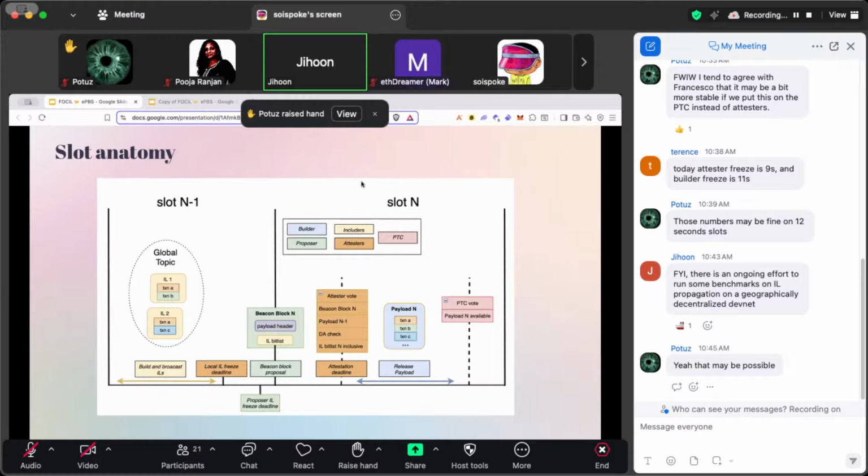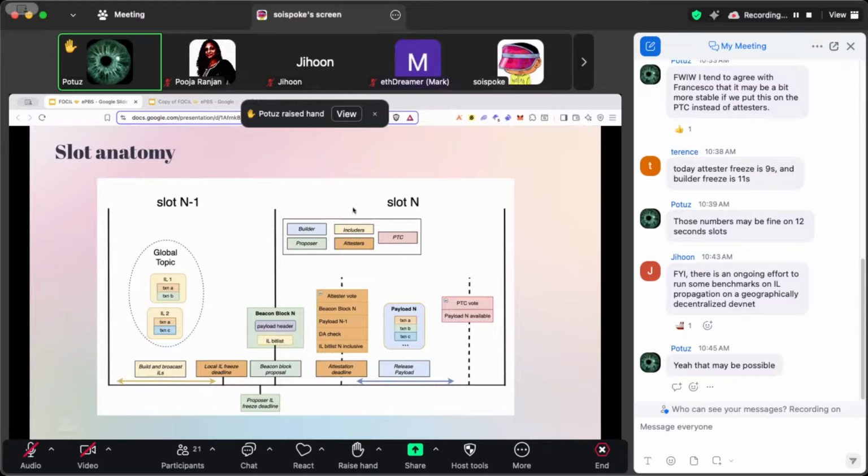Okay. Yeah, I have one question, but I guess Potas wants to say something related to this, so I can go next. So yeah, Potas, please go ahead. Oh, I wanted to mention an attack that I don't know how it can be solved.